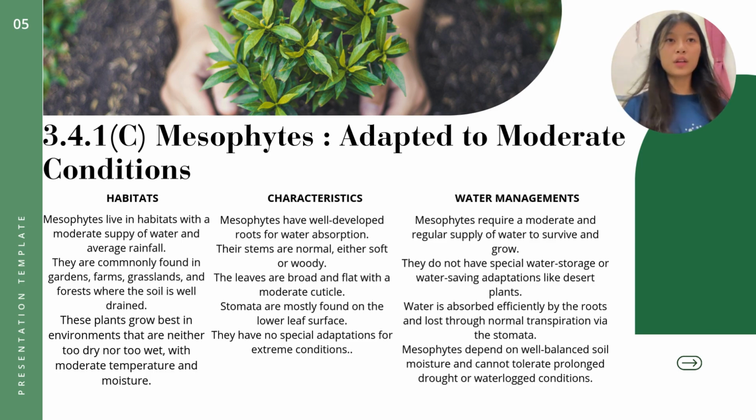Mesophytes do not have special adaptations to store water or survive extreme conditions, so they depend on regular rainfall. Common examples of mesophytes include sunflower, mango tree, hibiscus, grass, and bean plants. That's all from me. Thank you.